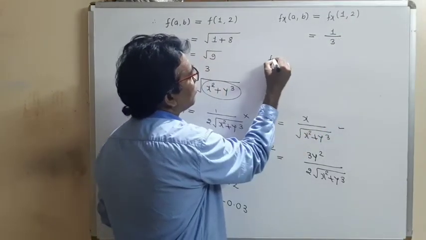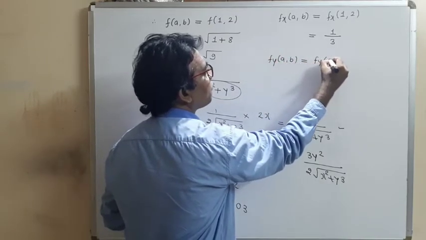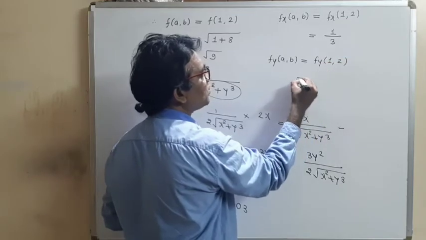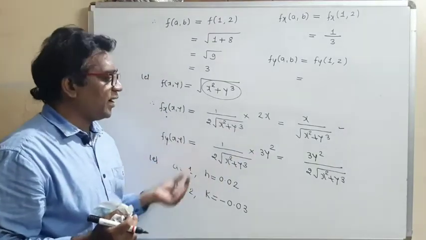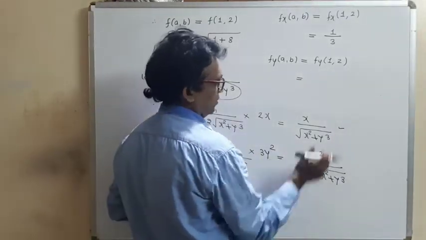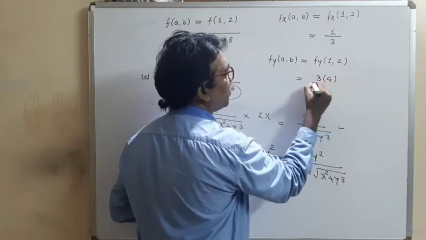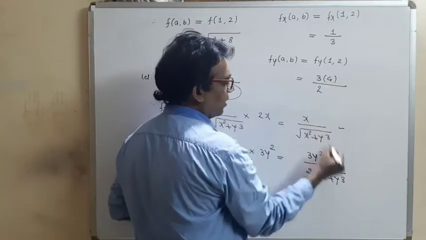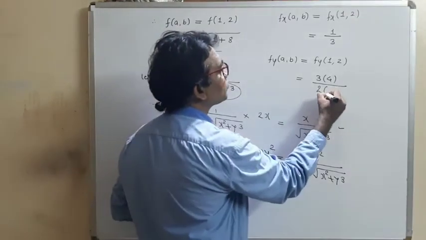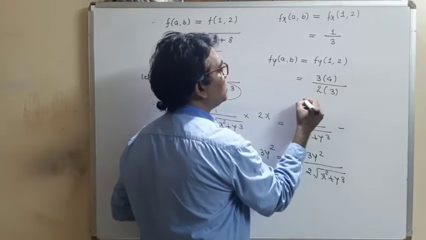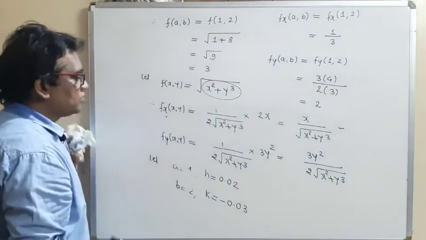Find out the next functional value, f y at a b, which means at 1, 2. For f y at a b, we have to use the function f y at x y, which is given by this function. This is 3 y square, which is 4, divided by 2, and we have already found under root x square plus y cube, which will be 3. So 3 gets cancelled. So the final answer will be 2.